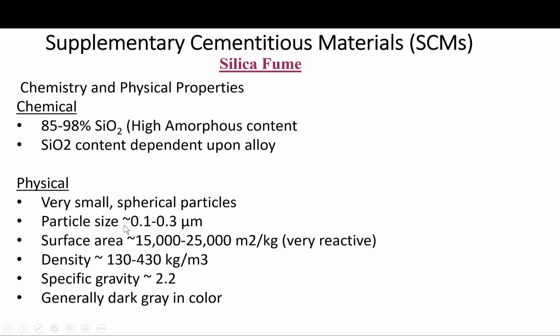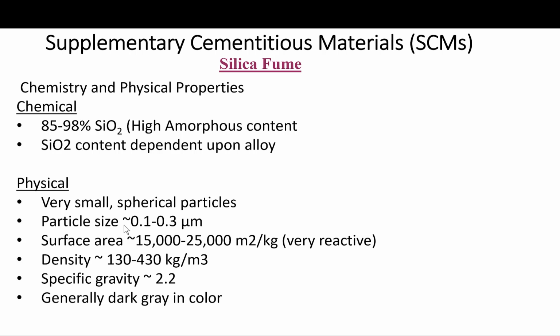So the chemical and physical properties, as we said before: it's between 85 to 98% SiO2, which is amorphous. This is the oxide content, but with a high amorphous content. The SiO2 content is dependent upon the type of alloy being produced.